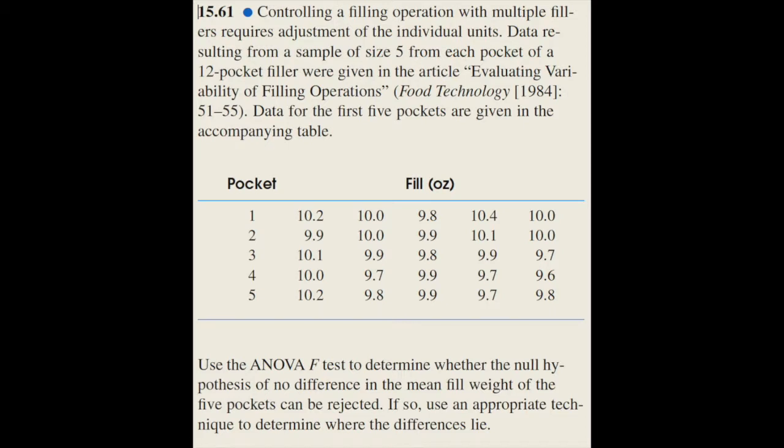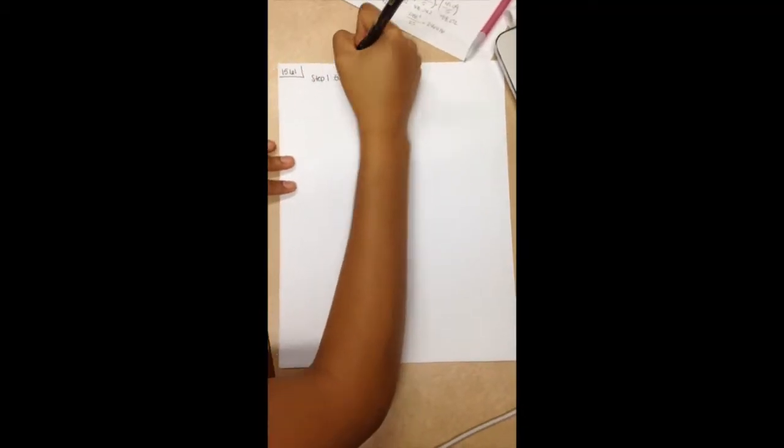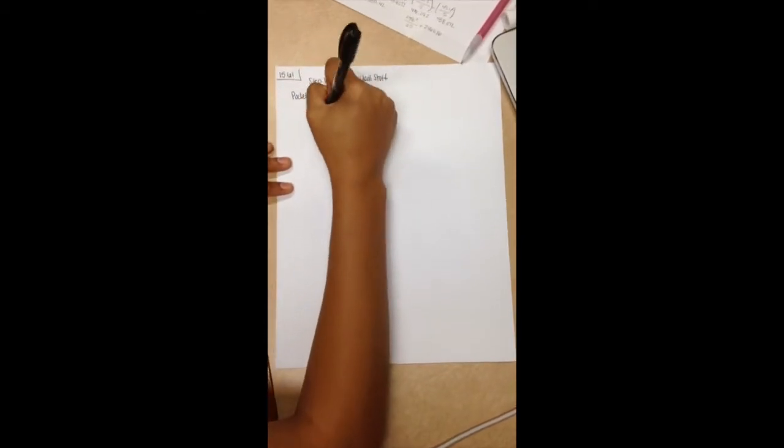Hello, this is a video about how to work out problem 61 from chapter 15 of Peck's Introduction to Statistical Data Analysis. It's just a one-way ANOVA problem that compares pockets in a filling operation to some samples in units of ounces. This problem is really pretty simple. It's basically just asking you to use the ANOVA F-test to determine whether the null hypothesis of no difference in the mean fill weight of the 5 pockets can be rejected.